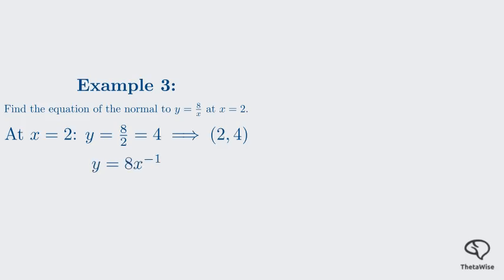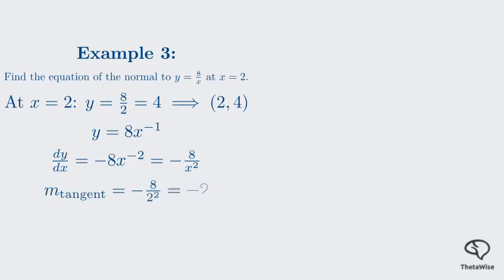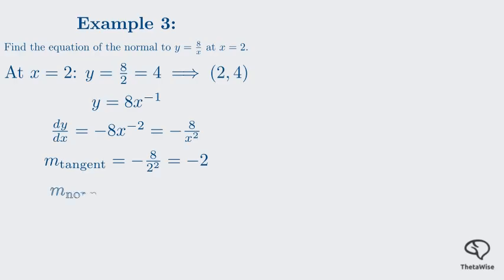Next, we find the gradient of the tangent. We rewrite y as 8 times x to the power of minus 1. The derivative dy dx is minus 8x to the power of minus 2, which equals minus 8 over x squared. Substituting x equals 2 into the derivative gives the tangent gradient as minus 8 divided by 2 squared, which is minus 8 over 4, equaling minus 2. Now, find the gradient of the normal. Since the tangent gradient is minus 2, the normal gradient is negative 1 over minus 2, which is 1/2.